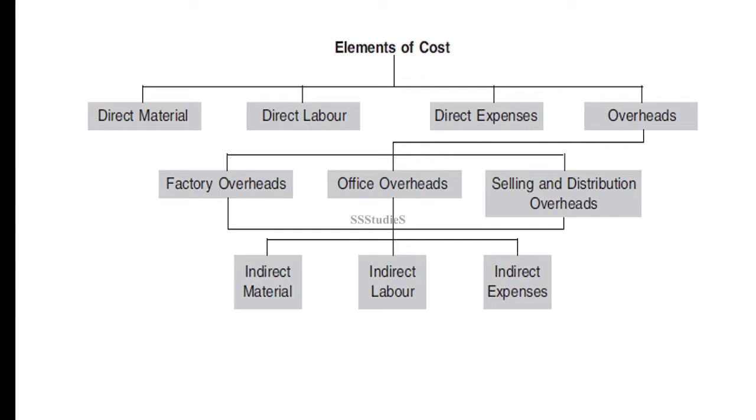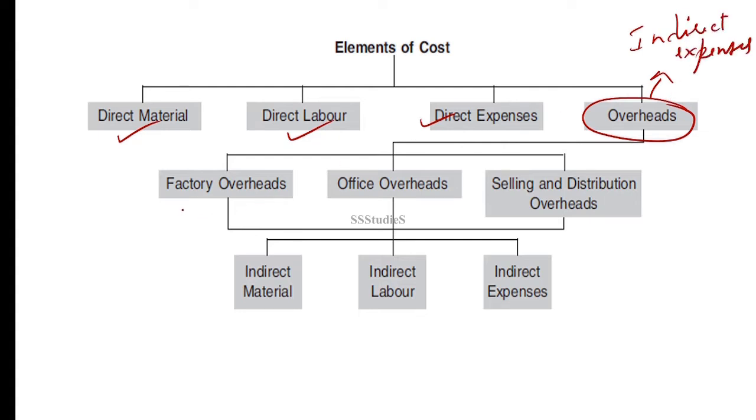So, another way of classifying elements of cost. It is one and the same, but the way in which it is put is quite different. We have direct materials, direct labor, and direct expenses, and we have overheads. Now, the other word for overheads is indirect expenses. So, when we say indirect expenses, it can be factory overheads, office overheads, selling and distribution overheads, indirect materials, indirect labor, and indirect expenses.